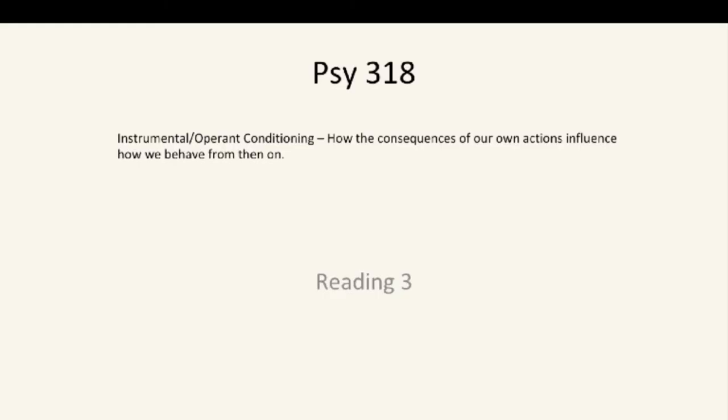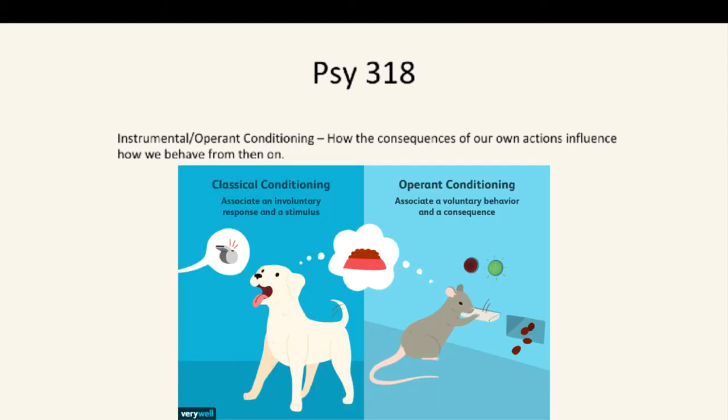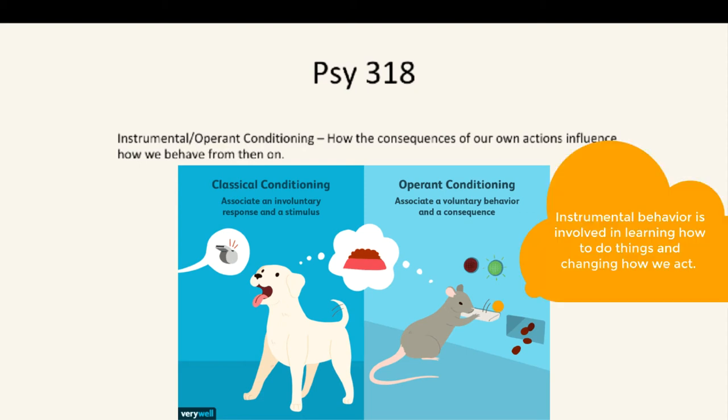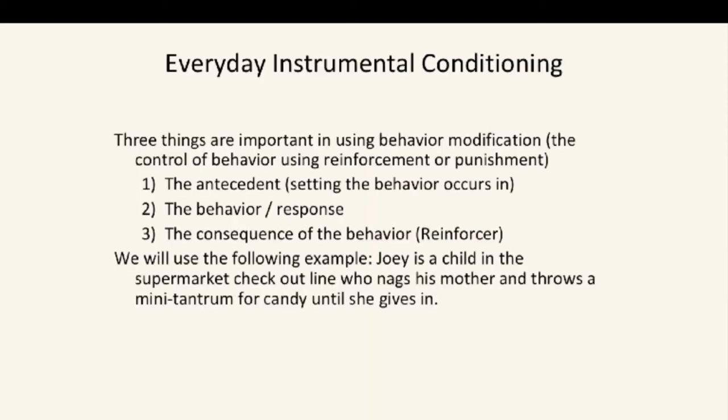Instrumental conditioning, also known as operant conditioning, deals with how the consequences of our own actions influence how we behave from then on. So it's instrumental in that it can play a role in changing a person's behavior, and it's involved obviously in learning how to do things, in learning how to change something to improve it, and it can be very useful for those who work in education or even to motivate employees and in various other settings.